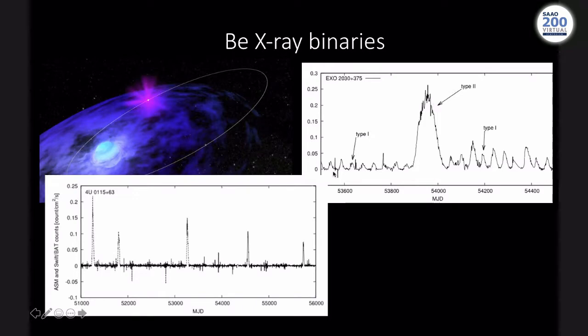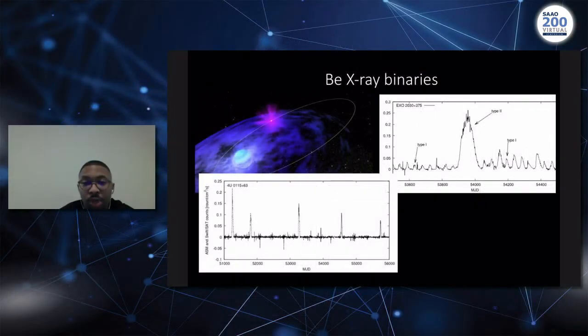In type 1 outbursts, they have typically lower luminosities and are often seen to occur regularly and are associated with the close passage of the neutron star, so the periastron passage of the neutron star. And they often cover a small fraction of the orbital period.